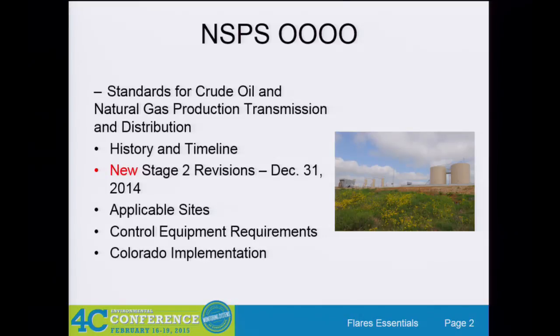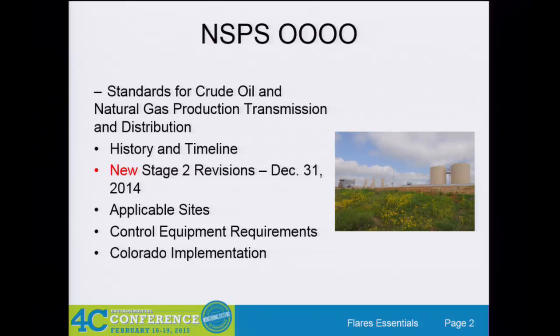So Quad-O covers the oil and gas production, transmission, and distribution segment of the oil and gas industry. The downstream folks have been highly regulated for years. This is really a new rule that came out, like everything today, from a lawsuit in 2009 that made the EPA address emissions from the oil and gas midstream and upstream businesses.